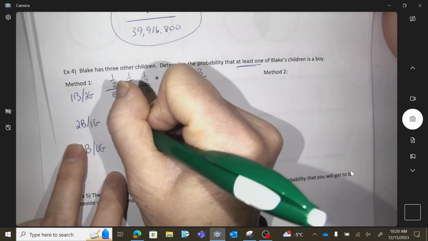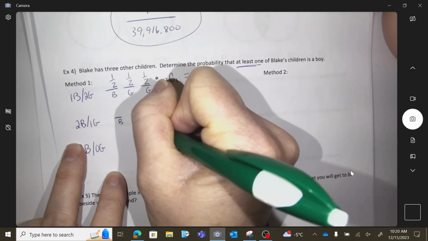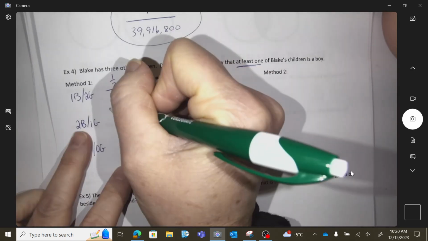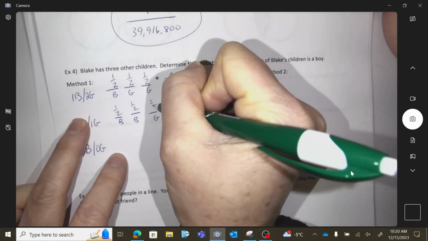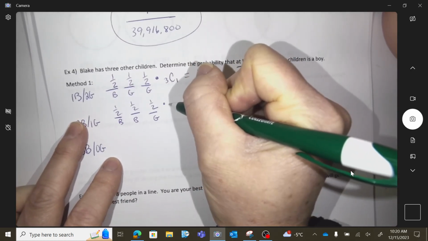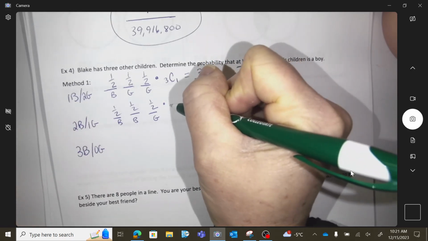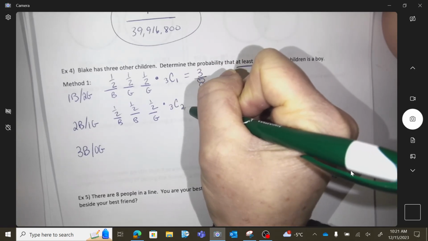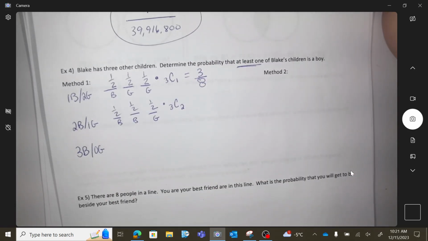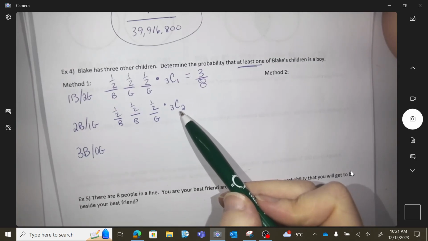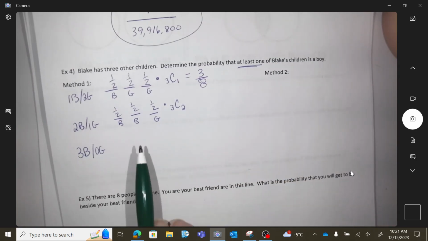Okay, so then having 2 boys and a girl. So that's a 1/2, 1/2, 1/2. But what am I doing about the scenarios? I have those 3, and I'm trying to choose 2 of the positions to put the boys in. This is actually 3 as well, because look at your arrangements.